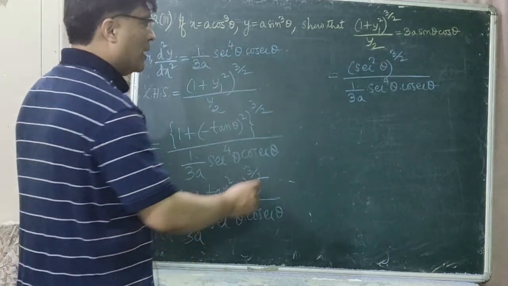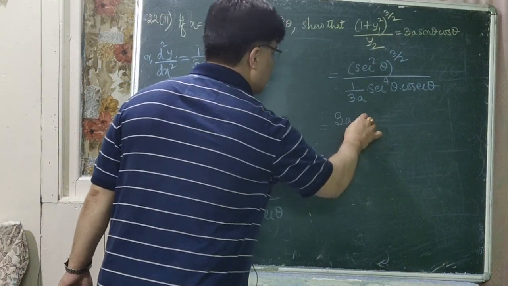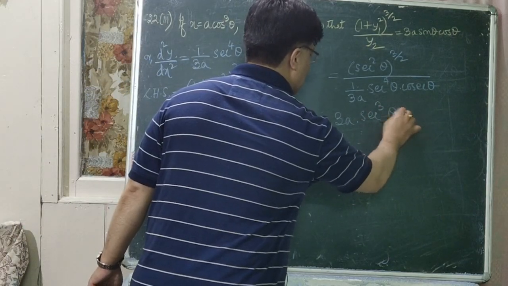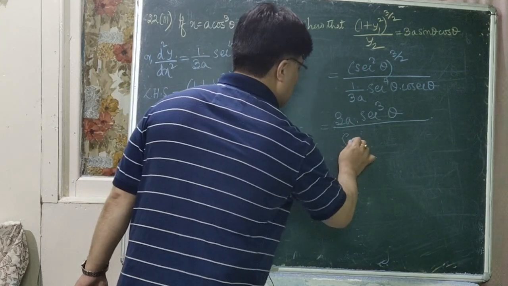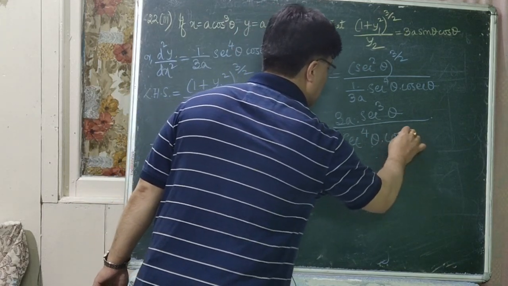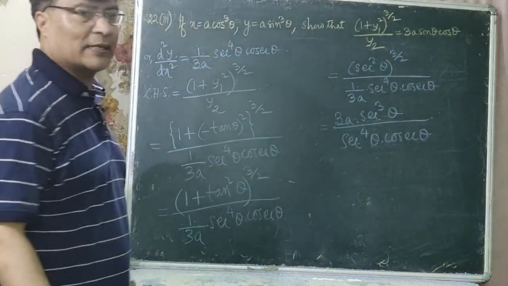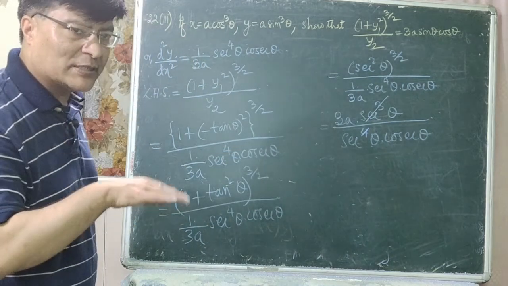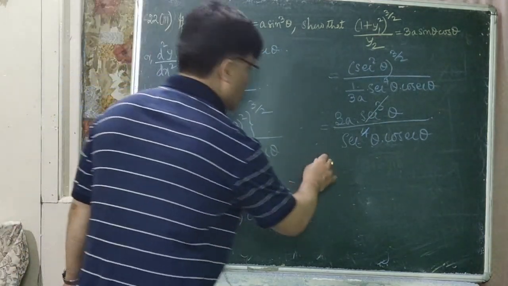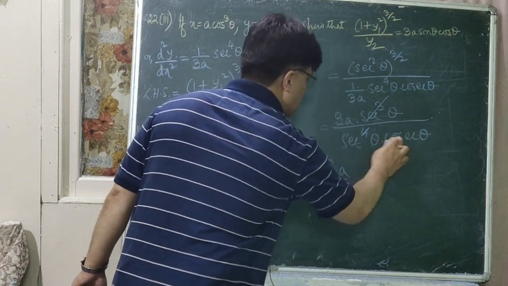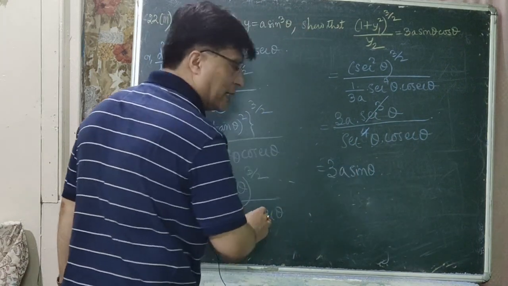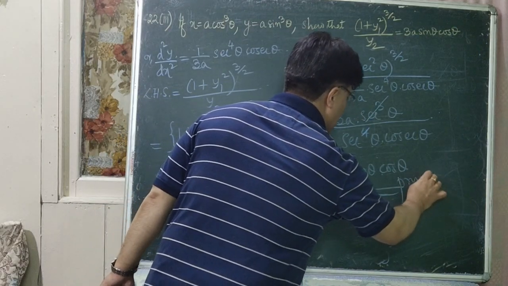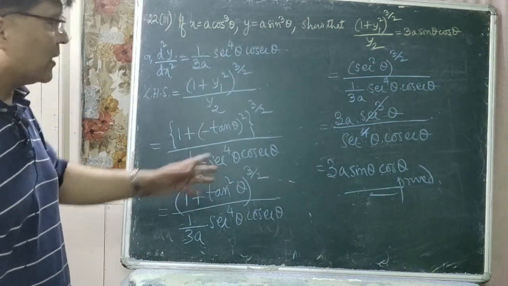Is that clear? So after simplification, 3a goes up in the numerator. Now what is sec square theta whole to the power 3 by 2? It is sec cube theta. This is your sec cube theta divided by sec to the power 4 theta into cosec theta. Is that clear? So now here we can cancel sec cube theta against sec to the power 4 theta, that is, one sec theta remains in the denominator. So which is equal to 3a. What is 1 by cosec theta? It is sin theta, right? What is 1 by sec theta? It is cos theta. So it is proved. Understood? So you can copy it.